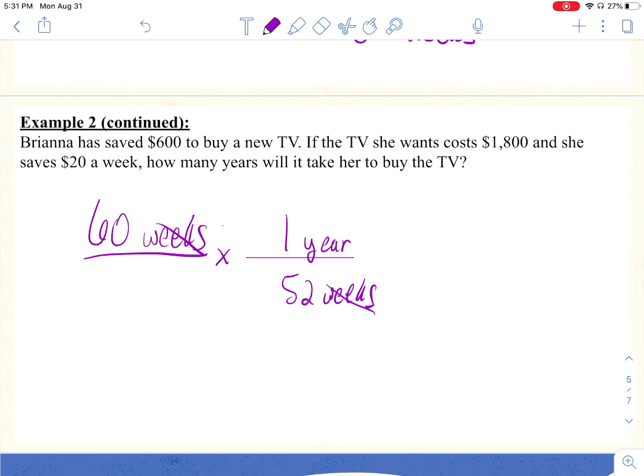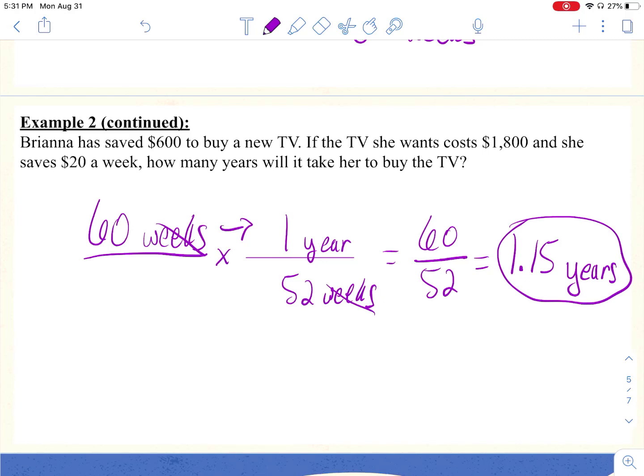We're going to multiply across. 60 times 1 is going to give us 60. And then 52 is going to stay in the denominator. If we take 60 divided by 52, we're going to get 1.153, but we're just going to round it off at the hundredths place, so 1.15 years. We know it's years because that's our only unit left. So it's going to take about 1.15 years to save up for that TV.